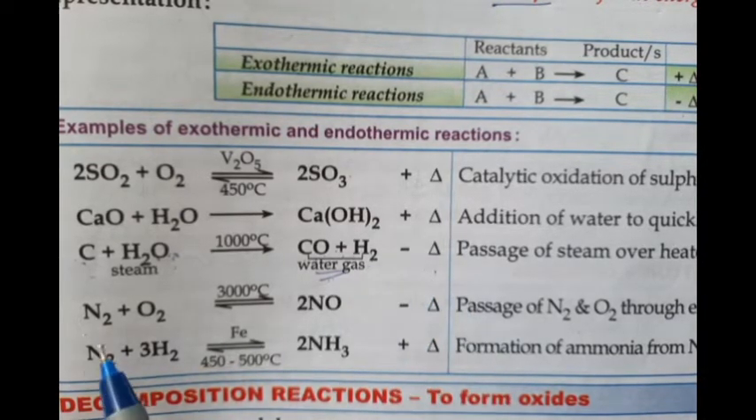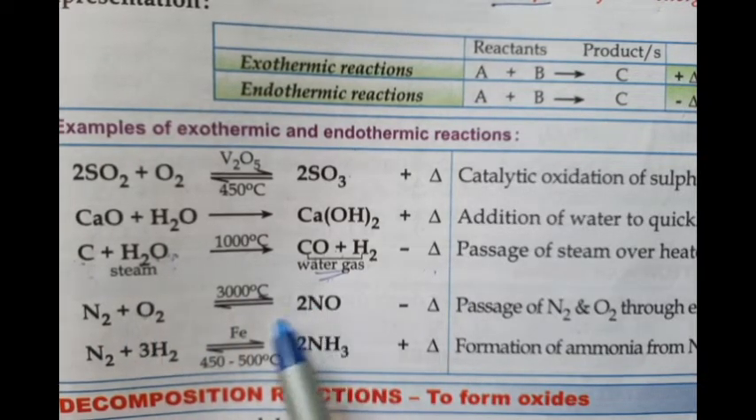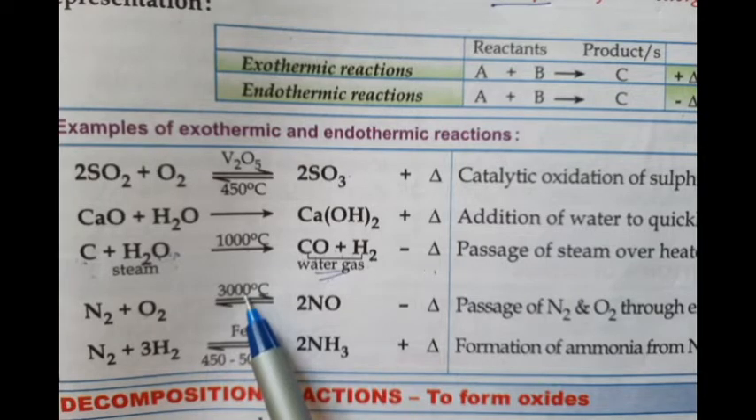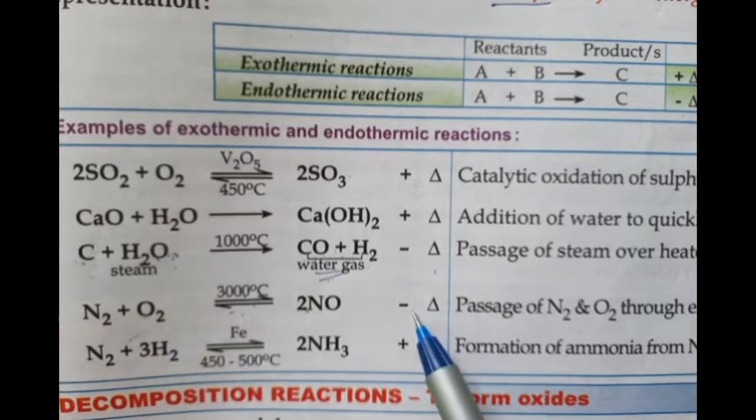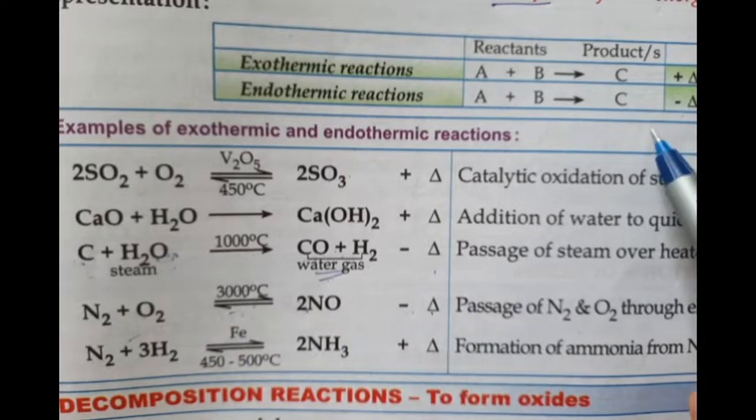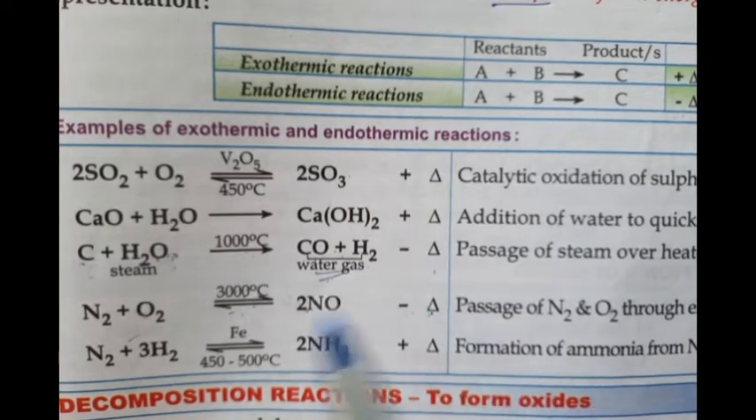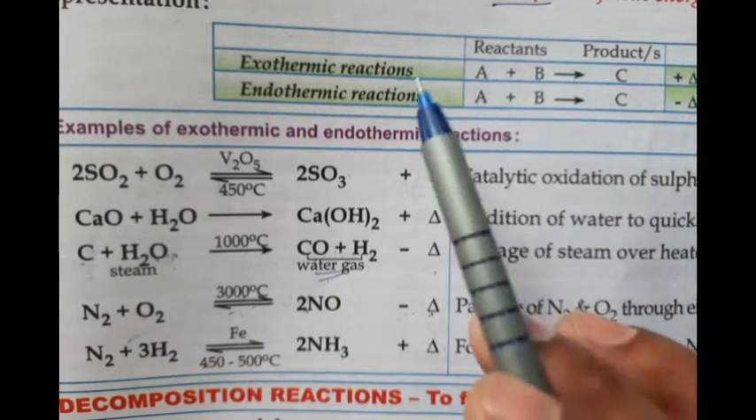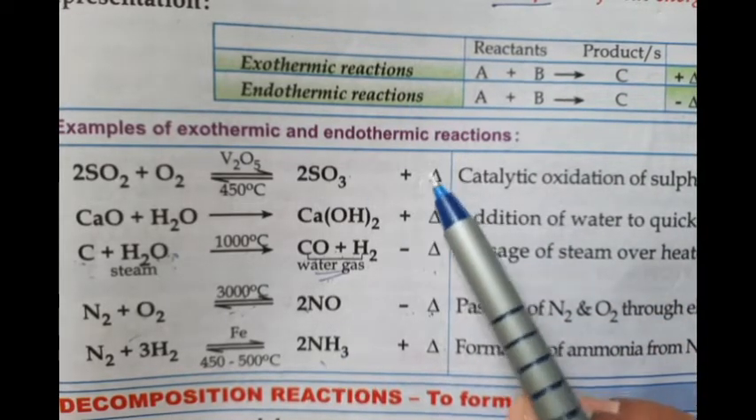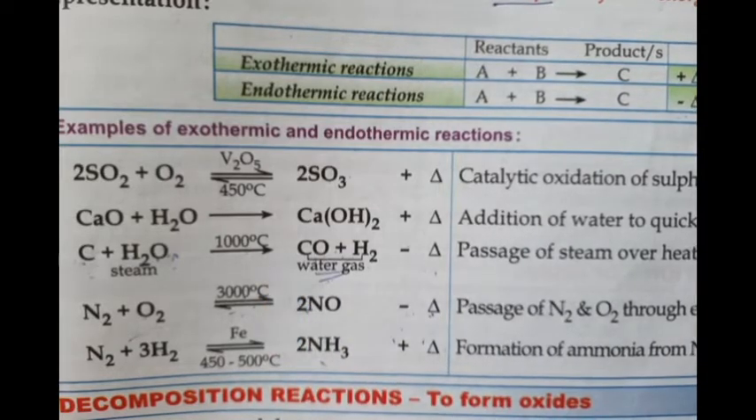Now here again nitrogen and oxygen are reacting to give you NO. It's a combination reaction. You are heating it, it is decomposition, but it is reversible, so it is a thermal dissociation reaction. And in this reaction also heat is absorbed. Minus triangle means endothermic reaction. Whereas in this reaction, plus triangle means it is exothermic. So if it is plus triangle, that is exothermic, minus triangle means endothermic reaction.